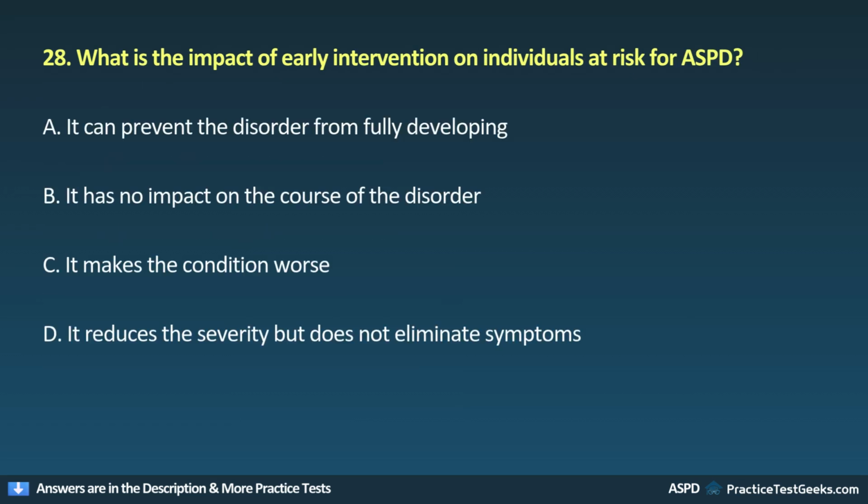28. What is the impact of early intervention on individuals at risk for ASPD? A. It can prevent the disorder from fully developing. B. It has no impact on the course of the disorder. C. It makes the condition worse. D. It reduces the severity but does not eliminate symptoms.